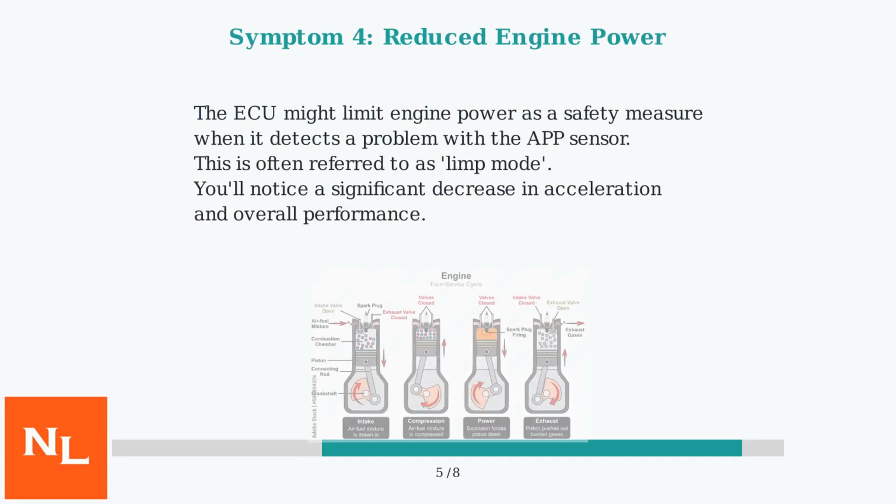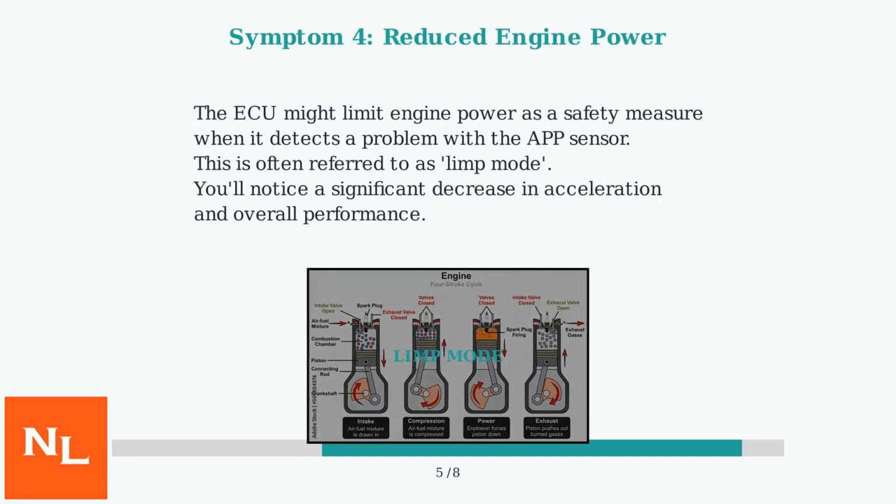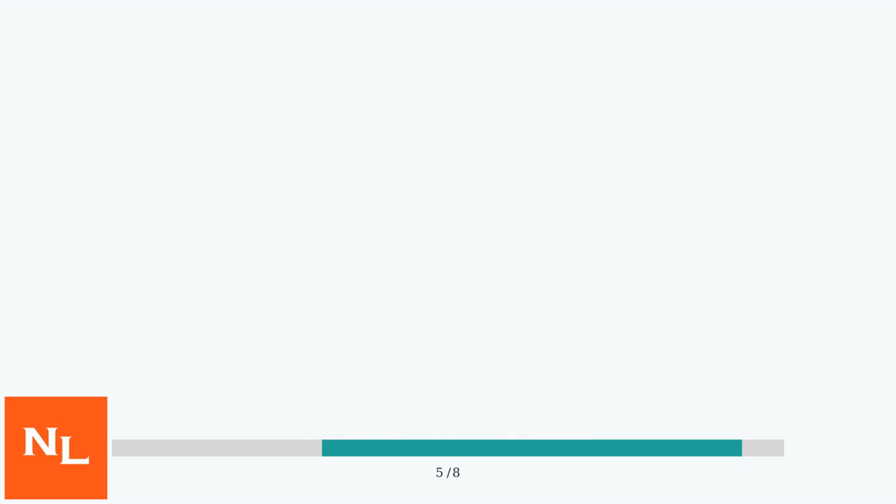Symptom 4. Reduced engine power. The ECU might limit engine power as a safety measure when it detects a problem with the AP sensor. This is often referred to as limp mode. You'll notice a significant decrease in acceleration and overall performance.